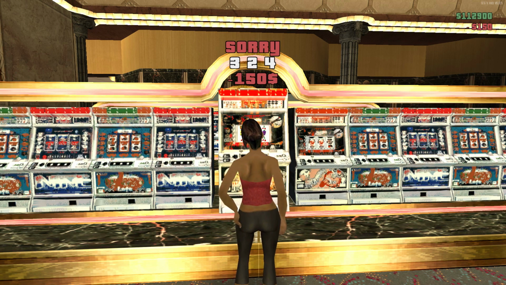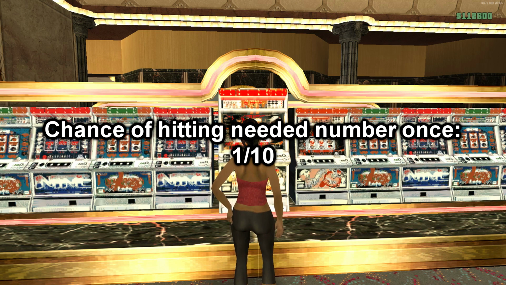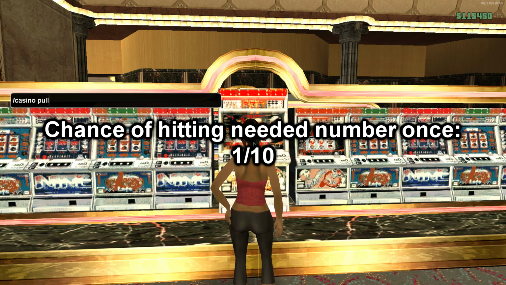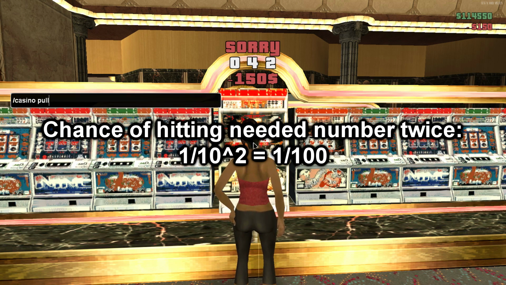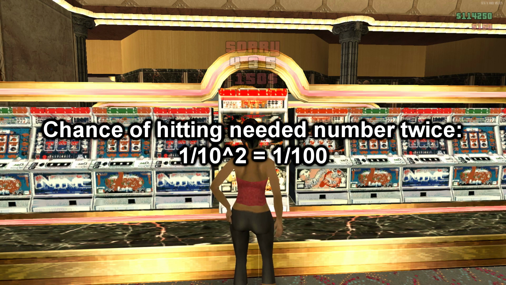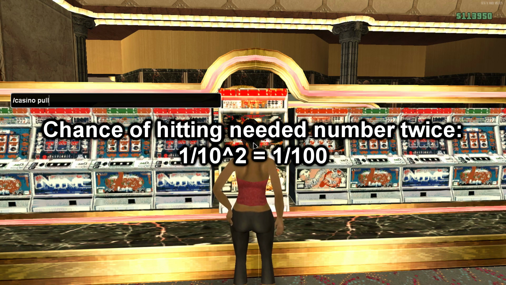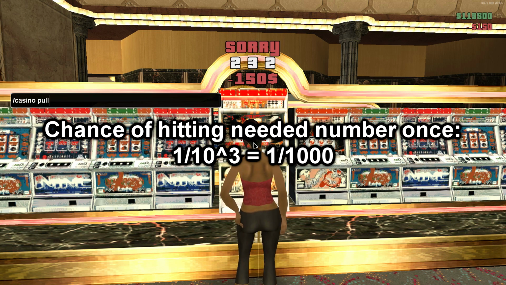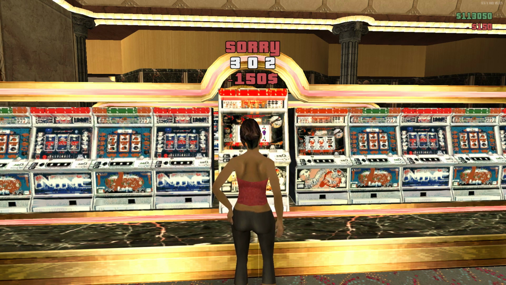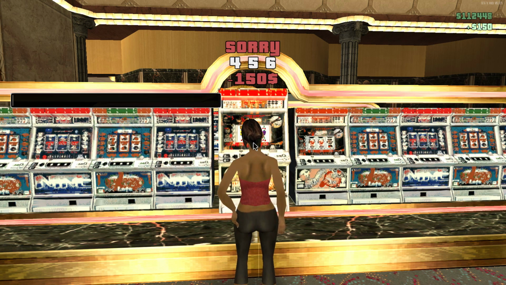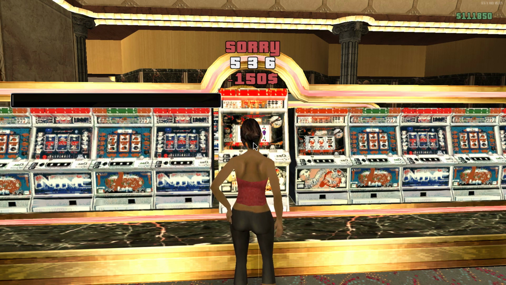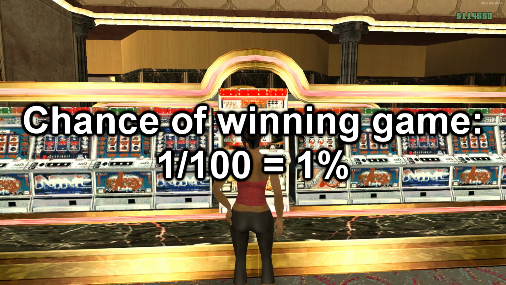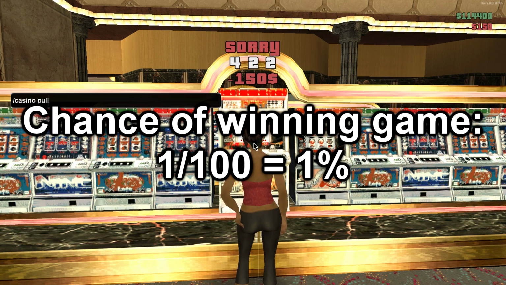Well, it's simple. Your chance of hitting the desired number the first time is 1 in 10. Your chance of hitting 2 desired numbers in a row is 1 in 10 to the power of 2, which is 100, so 1 in 100. Your chance of hitting 3 desired numbers in a row is 1 in 1000. So for every 3 same number combination, you have 1 in 1,000 chance of hitting it. And there's 10 of those combinations, because there's 10 numbers, leaving you with 1 in 100 chance of winning each game with any number combination.